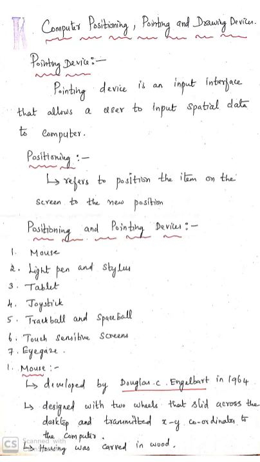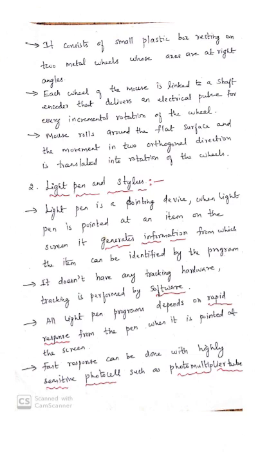The mouse was developed by Douglas E. Engelbart in 1964. He designed the mouse with two wheels that slid across the desktop and transmitted XY coordinates to the computer. Here the mouse is carved and placed inside a wooden box. This has a lot of disadvantages, so later new inventions were made.